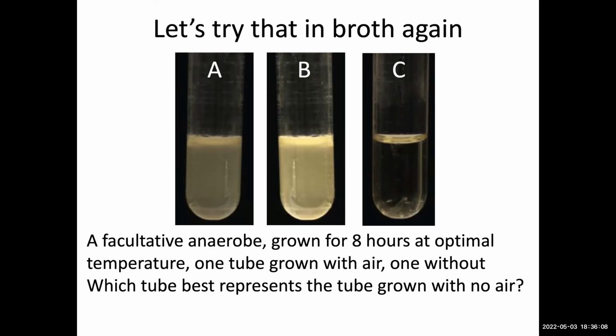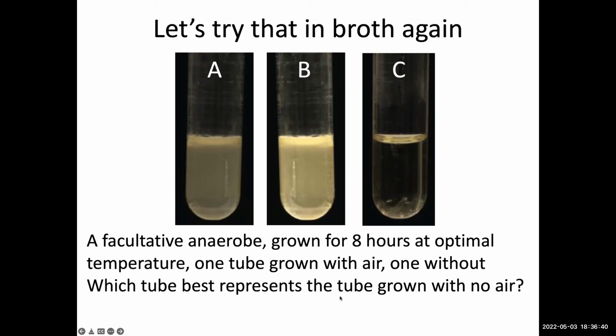I guessed A because it looks like there's less growth in that tube, and since facultatives prefer oxygen, it looks like there's a lot more growth in B. So yeah. We know it's not C because this is a facultative anaerobe, and even if it's grown with no air, we know it's going to be alive, so it can't be C. Now we have these 2 options, but we know that a facultative anaerobe grown in oxygen would grow a lot, and grown without oxygen grows less. So this one makes more sense.